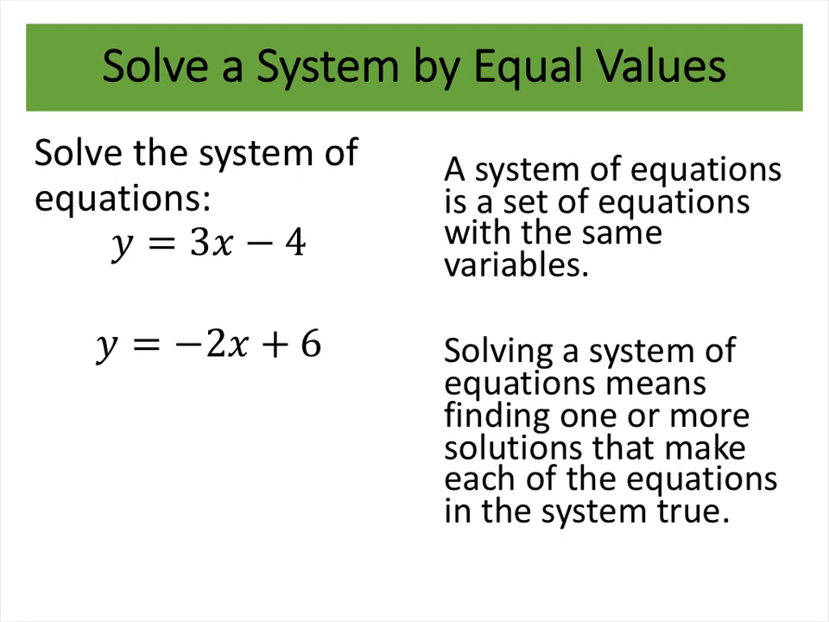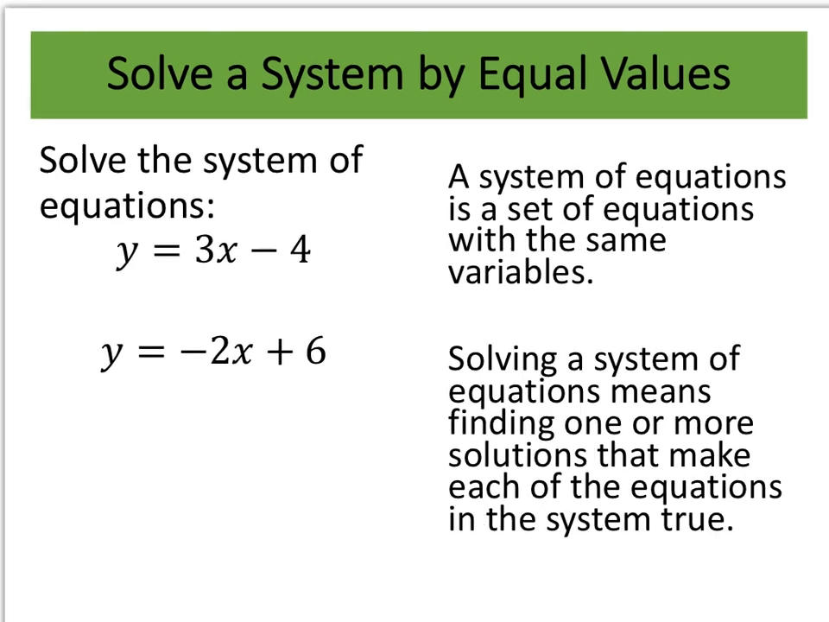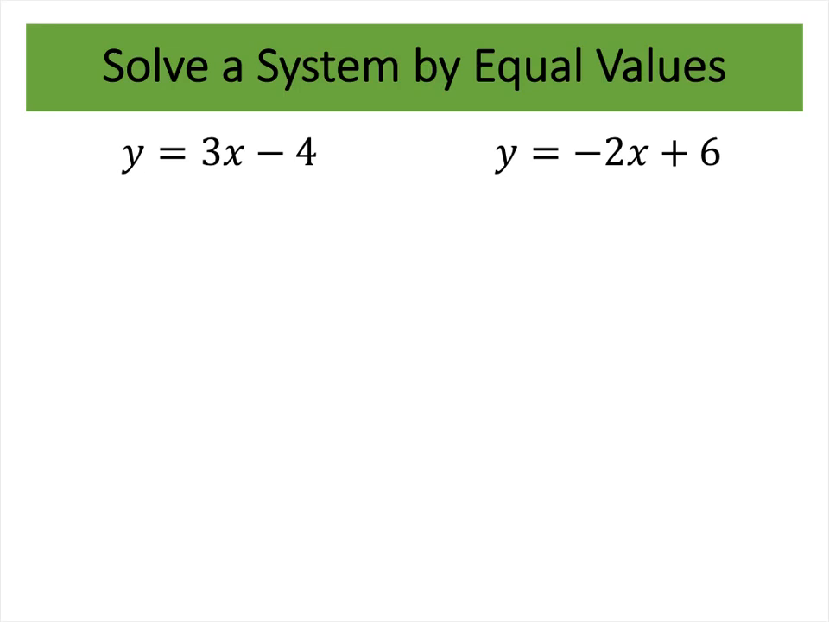A system of equations is a set of equations with the same variables, and solving a system means that we're finding one or more solutions, or coordinates, that make each of the equations true at the same time. So we're looking for an xy point that makes both equations true.